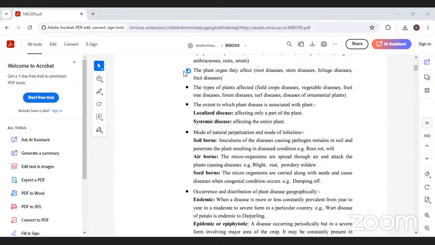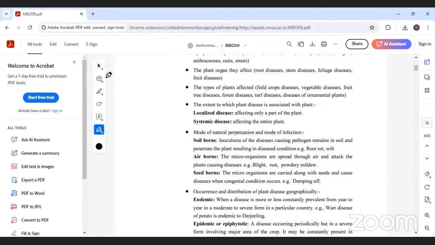Next one, airborne. The microorganisms spread through air and attack the plant, causing disease. Attacking the plant causing disease is called blight disease. That is called the blight. This disease name is called blight disease.